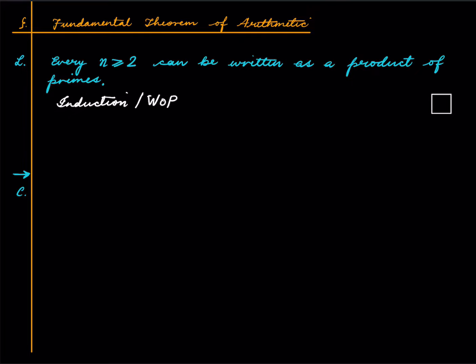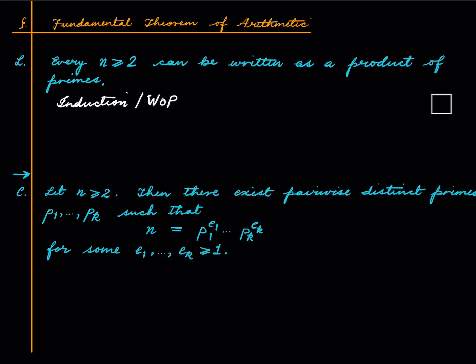Great. Now this is a direct corollary. Suppose again you have a natural number exceeding 1. Then there exist pairwise distinct primes p1 up to pk such that n is of this form, p1 to the e1 dot dot dot pk to the ek, where each ei is a natural number.